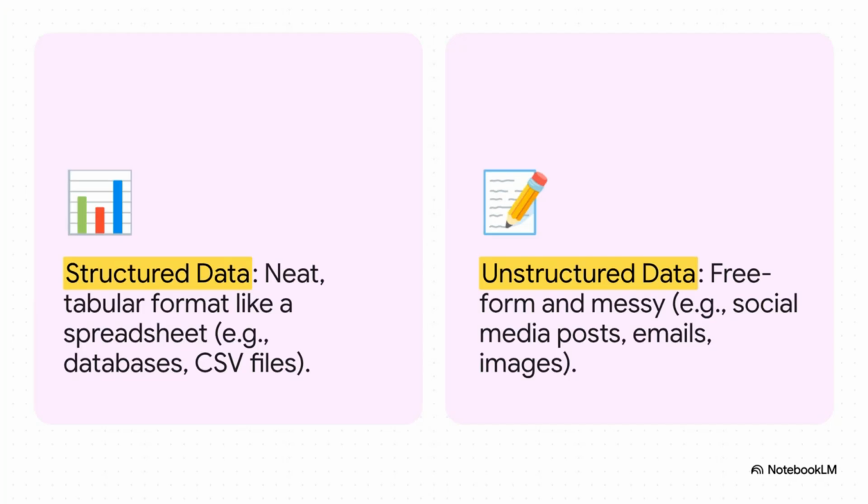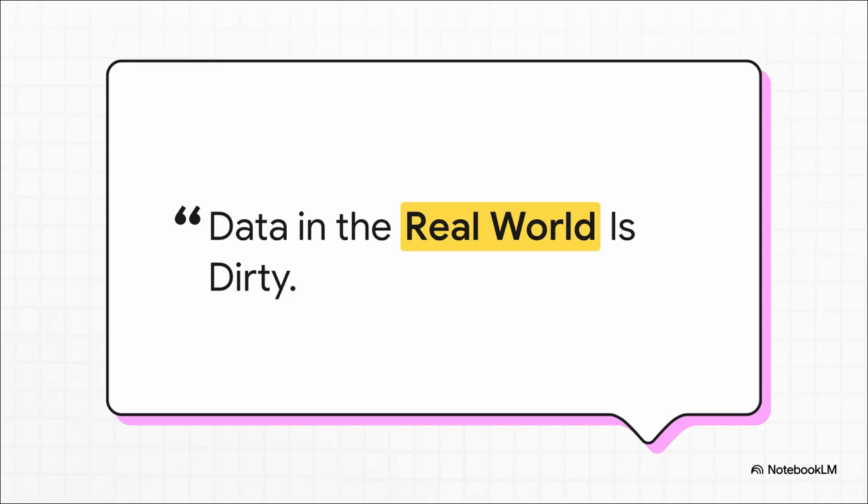Okay, so the data we start with usually comes in one of two flavors. On one hand, you've got structured data. This is the neat stuff, organized in rows and columns, just like a spreadsheet. On the other hand, you have unstructured data, the messy, free-form stuff like social media posts, emails, or even images. Both are incredibly valuable, but both need a lot of prep work before a machine can make any sense of them.